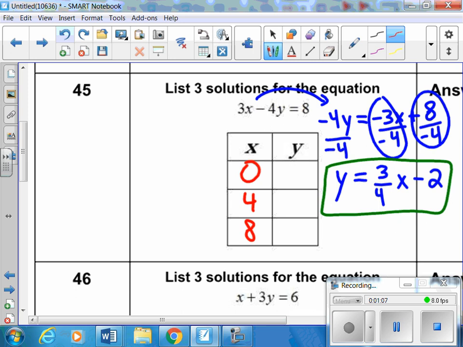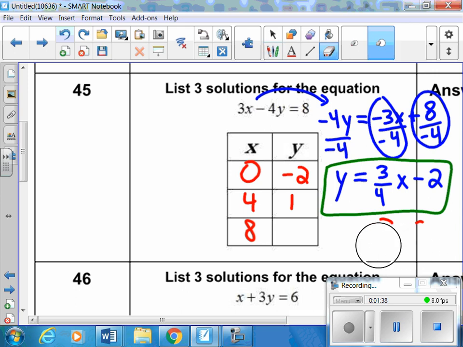All right, so now plug in 0 for x. 0 times 3/4 is 0. And then just going to do 0 minus 2, which is negative 2. Then we'll plug in 4 for x. So if we plug in 4, we'll take 4 times 3, which is 12, and then 12 divided by 4, which is 3. Then you take 3 minus 2, which is 1.